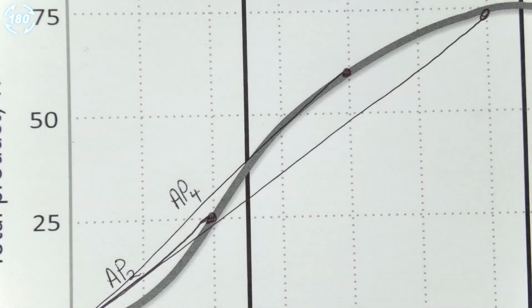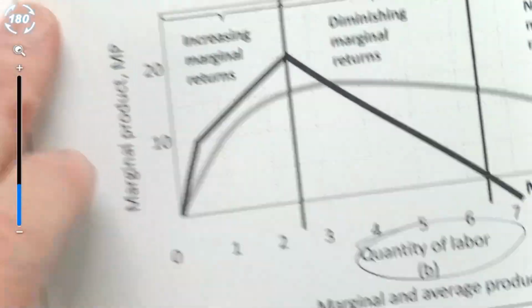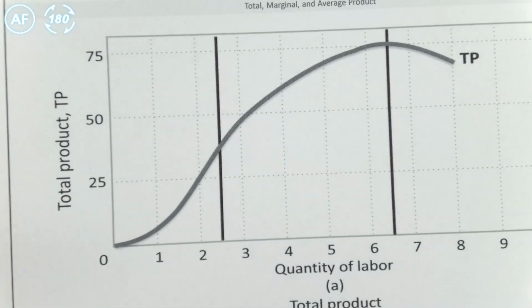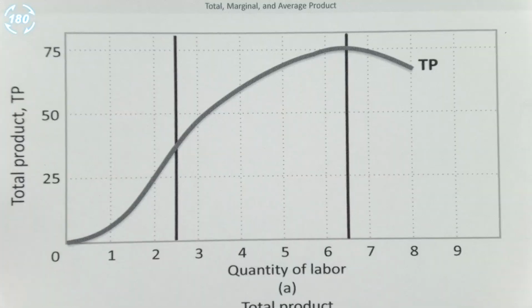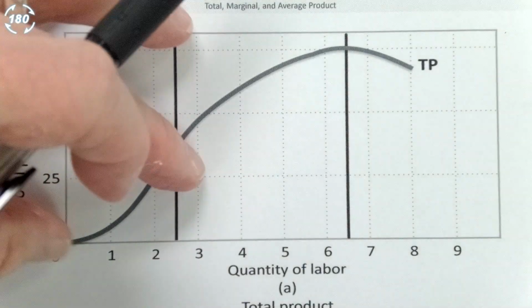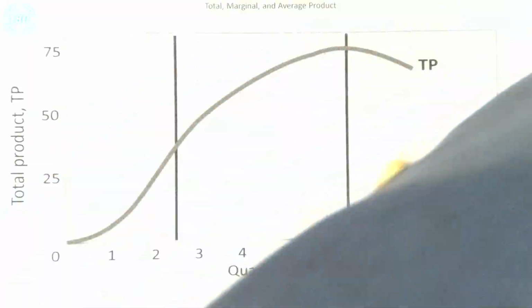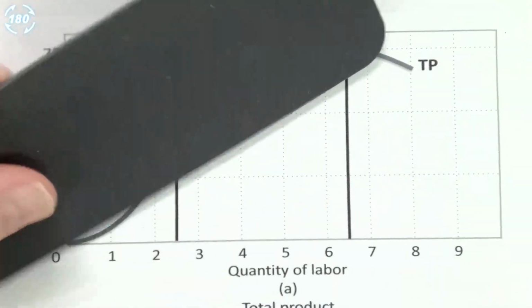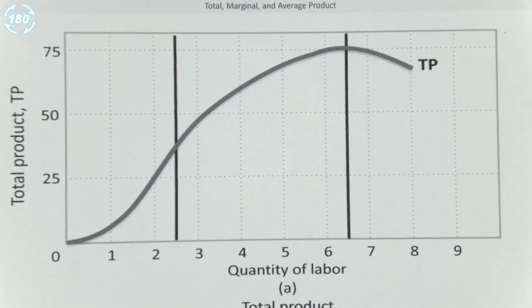Okay, I have this here, so let's look at this one. I'll just zoom in on it. Same curve, it's total product. Again, what we just noted with average product, this slope of a secant line, so it goes up and then goes back down. So the average product curve goes up and then goes down.